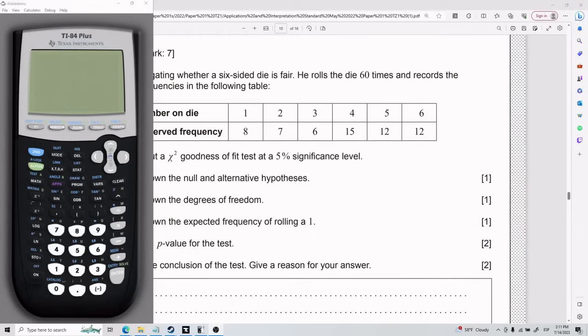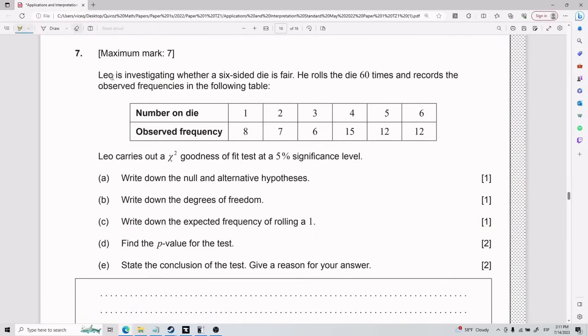All right, and now for the 7th one, we have that Leo is investigating whether a 6-sided die is fair. He rolls the die 60 times and records the observed frequencies in the following table. So here we have number on the die and observed frequency. What does that mean? He threw this 60 times. Of the 60 times, the amount of times he got a 1 on the die was 8. The amount of times he got a 2 was 7. The amount of times he got a 5 was 12. Those are observed frequencies, not expected.